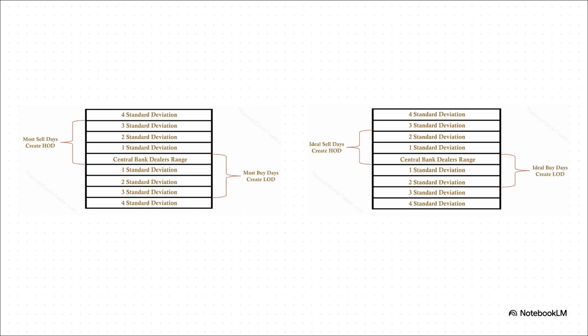So where are we actually looking for the price to turn? It's pretty simple. On a day where you're bearish, a sell day, you'll be looking for the high of the day to form somewhere between the top of the CBDR and about 3 standard deviations above it, and, you guessed it, on a buy day, when you're bullish, you'll be looking for the low of the day to form within 3 standard deviations below the range.